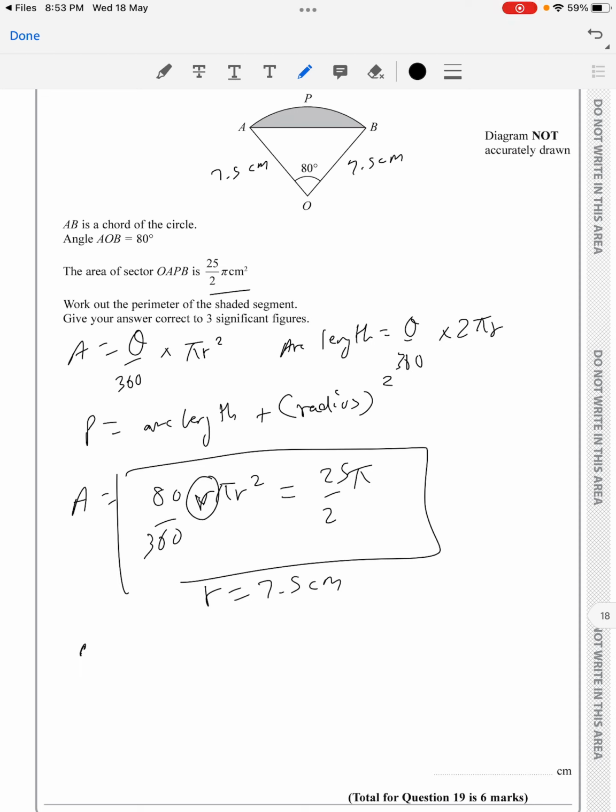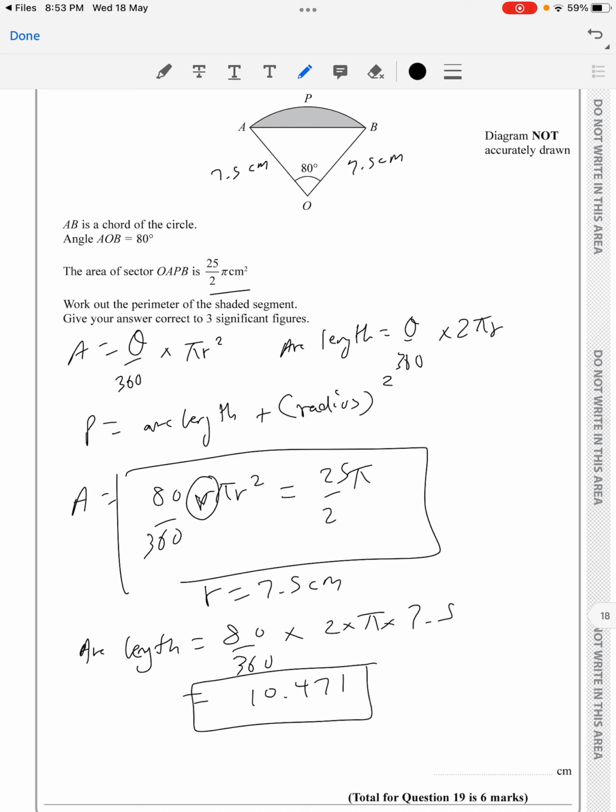In order to find the arc length, you just input your equation, and you have 80 divided by 360 times 2 times pi times 7.5. You should be getting a value of about 10.471. So this is the value for the arc length, and this is your radius.